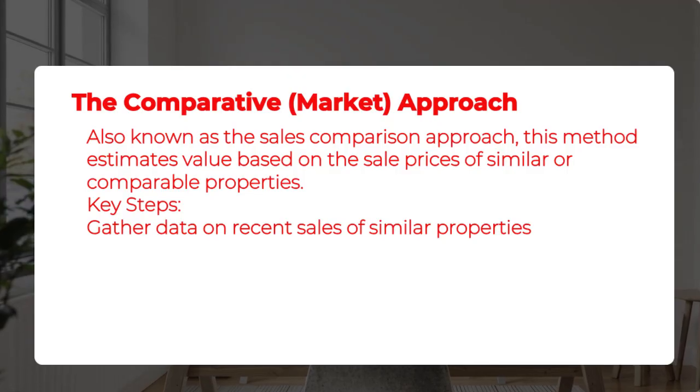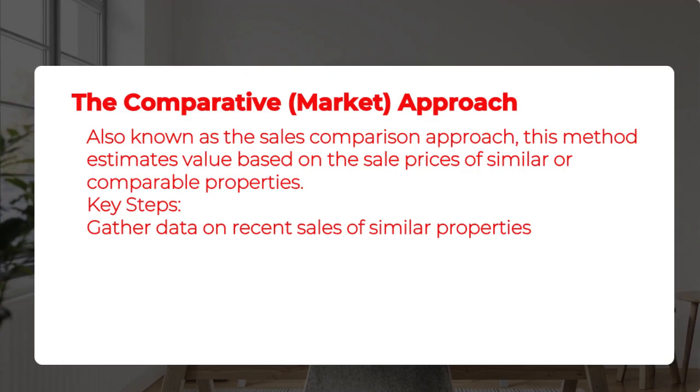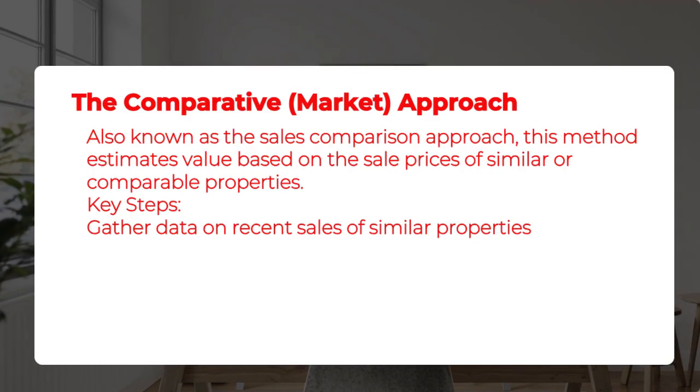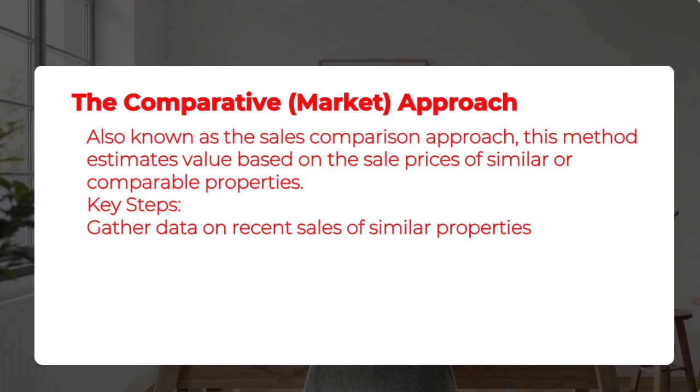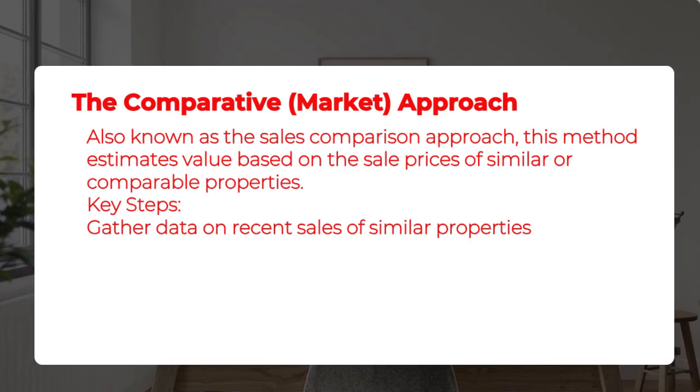2. The comparative market approach. Also known as the sales comparison approach, this method estimates value based on the sale prices of similar or comparable properties. Key steps: gather data on recent sales of similar properties. Adjust for differences in location, size, condition, time, etc. Arrive at a value through comparison and adjustment.